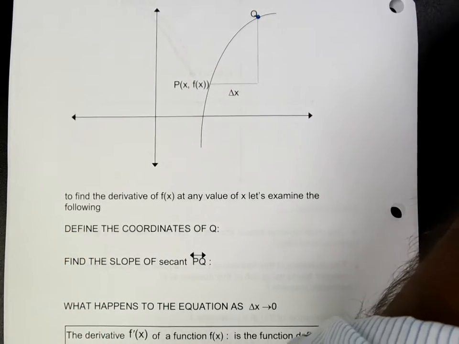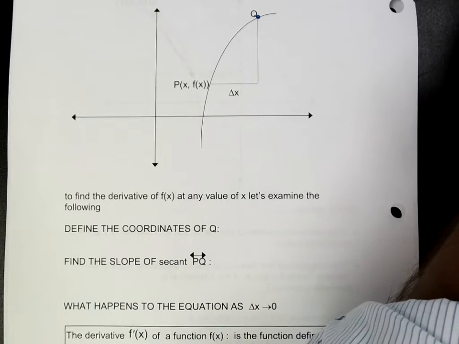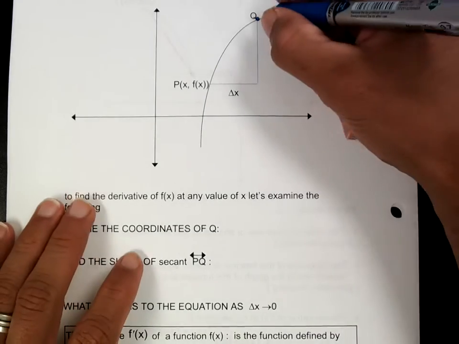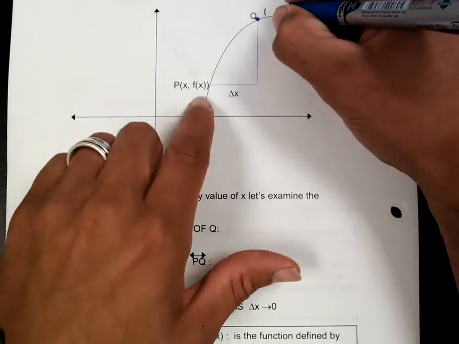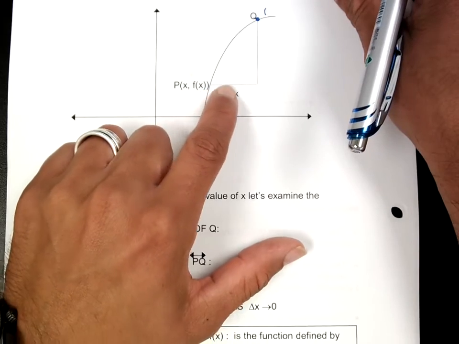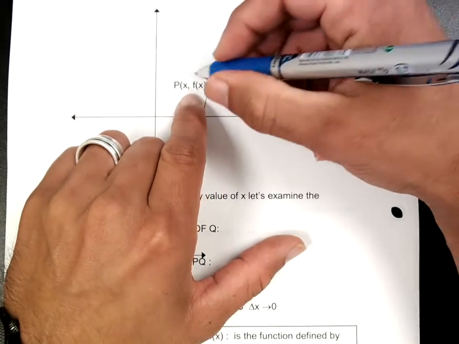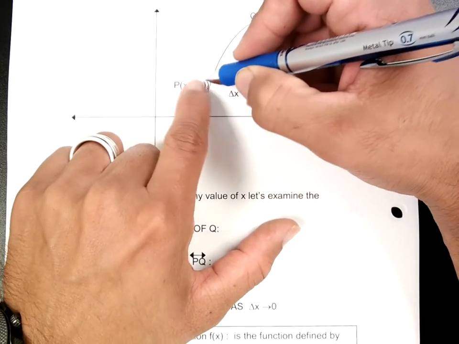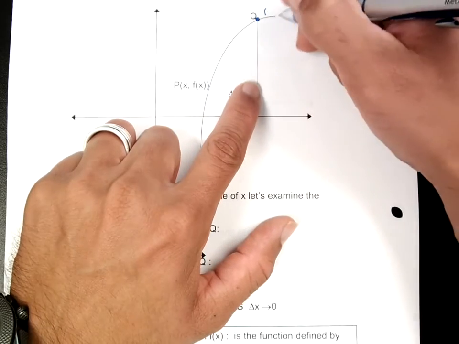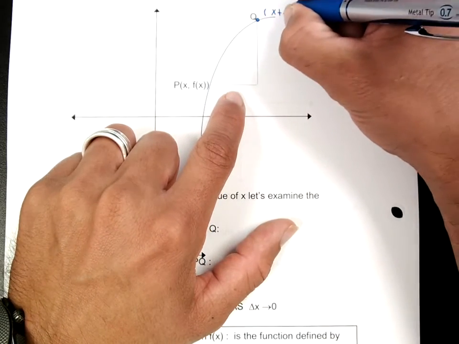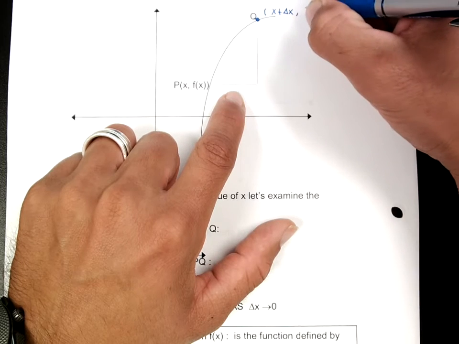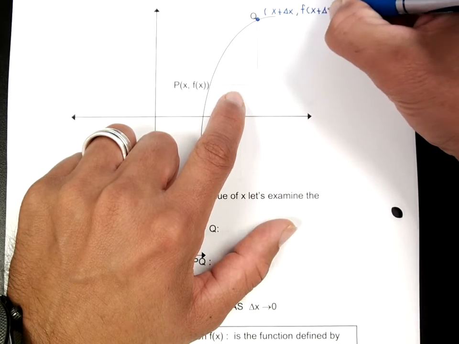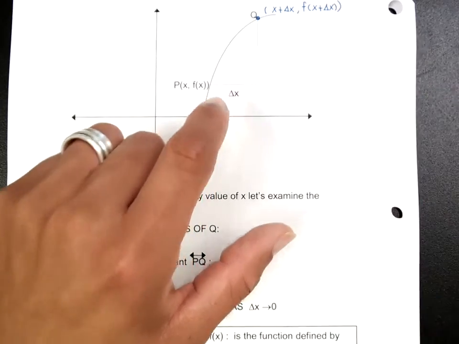The coordinates of Q would be, well, in this case, the x coordinate would be x, and if you add this piece right here, notice that this distance from here to here would be x, and if we add delta x, then the distance will be x plus delta x, and then the y coordinate would be f of x plus delta x.